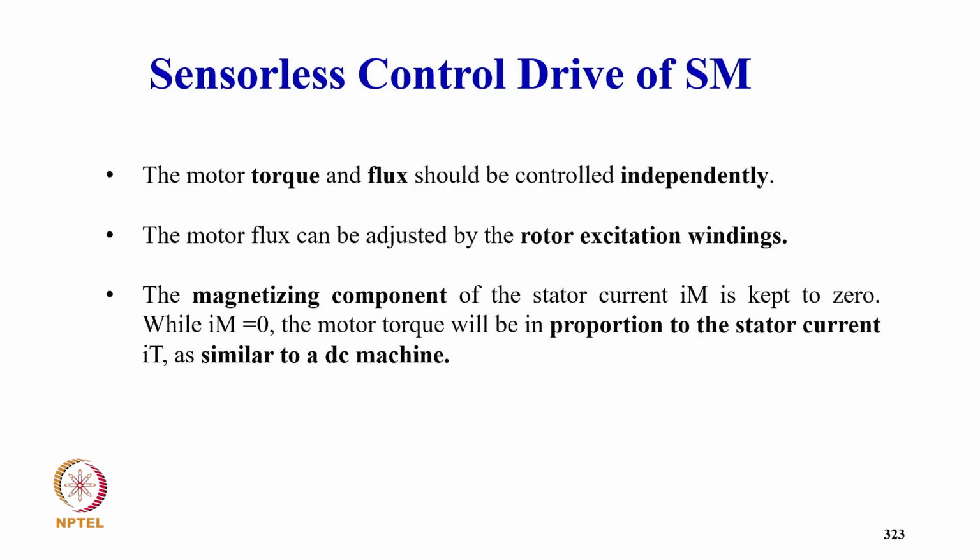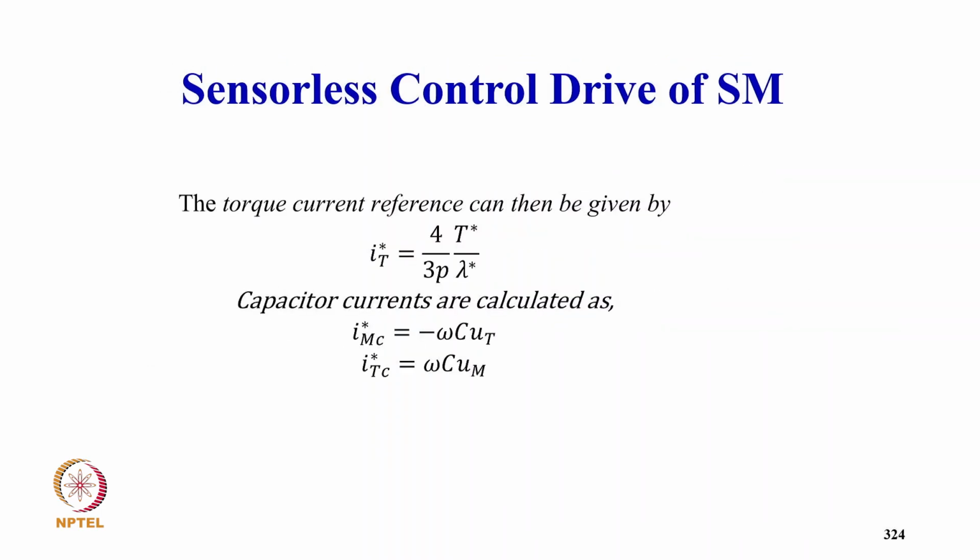So the motor torque and flux should be controlled independently. The motor flux can be adjusted by the rotor excitation winding, and the magnetizing component of stator current IM is kept 0. While IM equal to 0, the motor torque will be proportional to the stator current IT, similar to a DC machine. The torque current reference can be IT star equal to 4 by 3P T star upon lambda star, and the capacitor current references are IMC star equal to minus omega C UT, and ITC star equal to omega C UM.